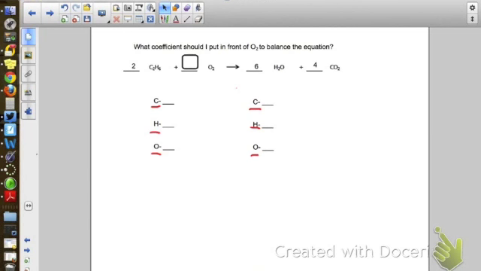I need to figure out first how many C's, how many H's, and how many O's are on these sides to see if it's balanced. I don't know how many O's there are here. That's what I'm trying to find out. So, without further ado, let's take a look at how many C's we have.